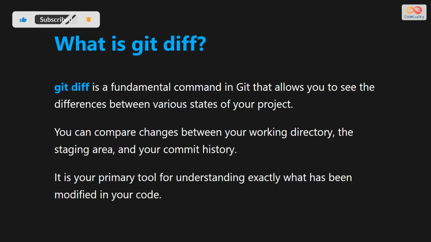So, what exactly is Git Diff? It's a command that shows you the differences between different states of your project. You can use it to compare the code in your working directory, what you've staged, and what you've already committed. This makes it an essential tool for seeing exactly what has changed.